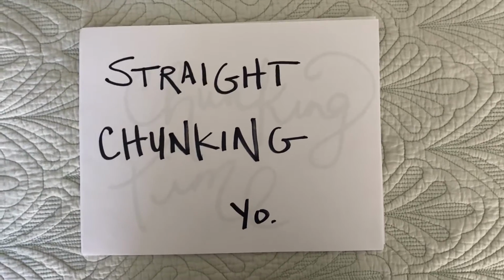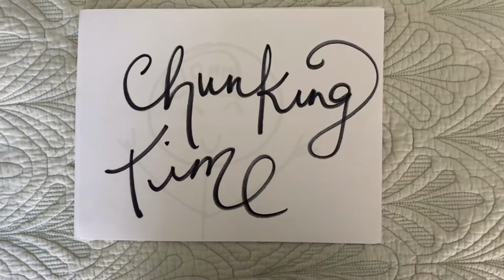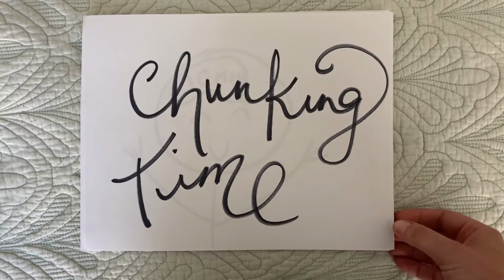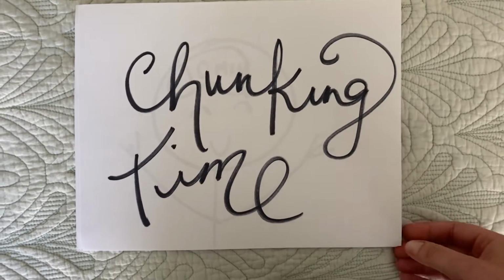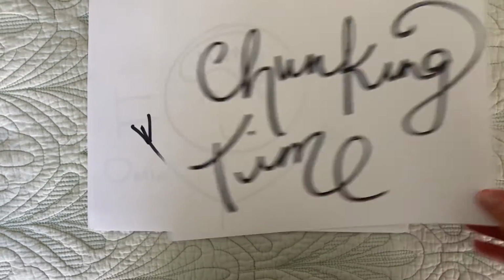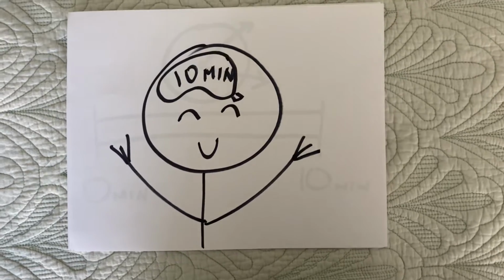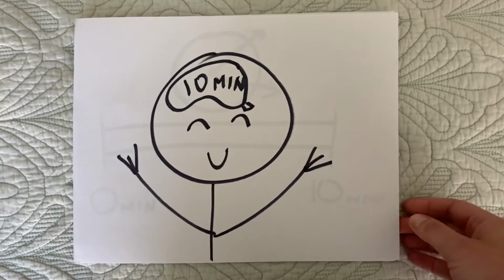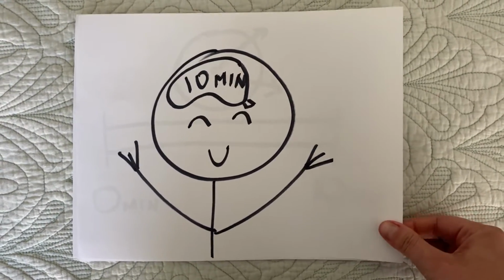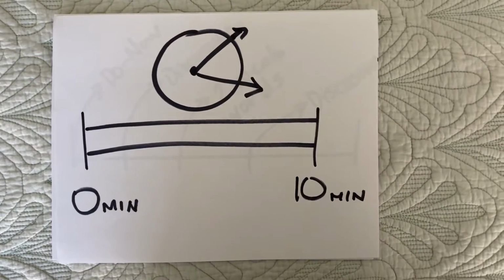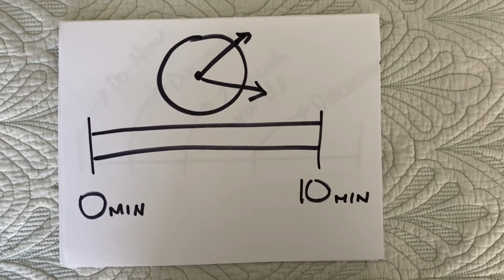Let's talk chunking with time. So we talked about last time that you can chunk with content. You can also chunk with time. We had mentioned that a kid in middle school has an average attention span of around 10 minutes. That is kind of overwhelming.